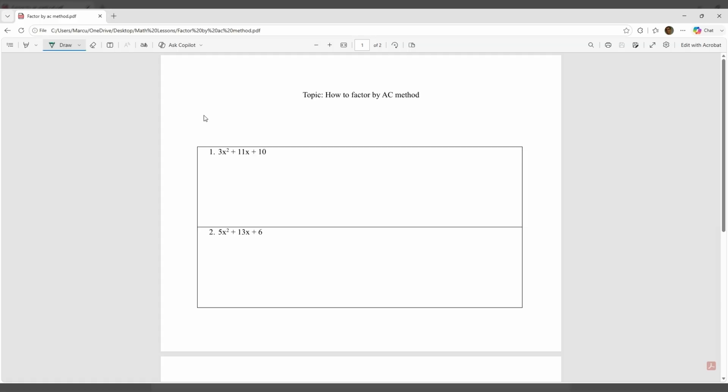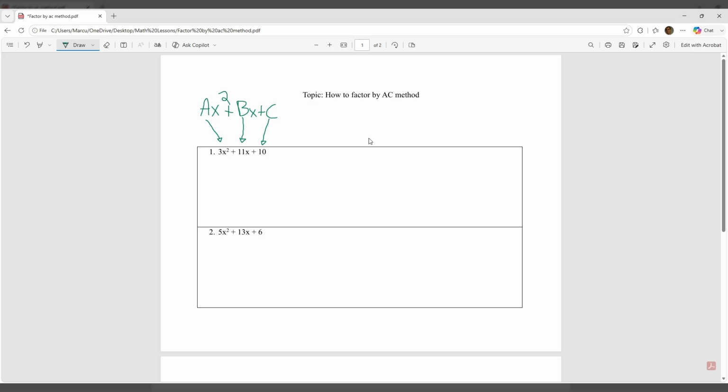Today you're going to learn how to factor by AC method. First step here is make sure your trinomial is written in this format, ax squared plus bx plus c. So your a term is going to be 3, your b is going to be 11, and c is going to be 10.